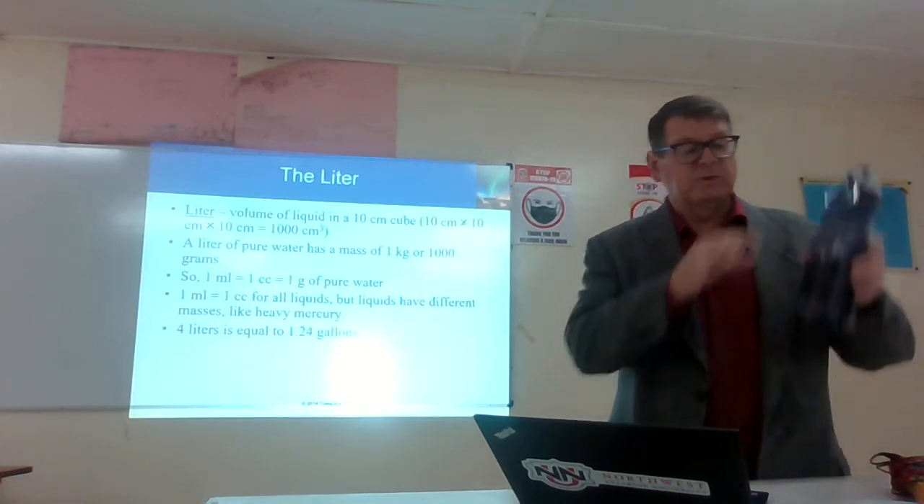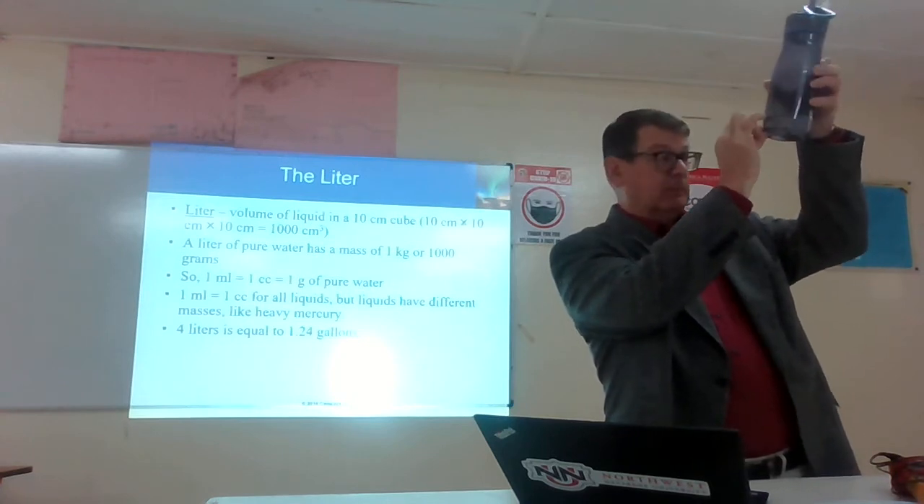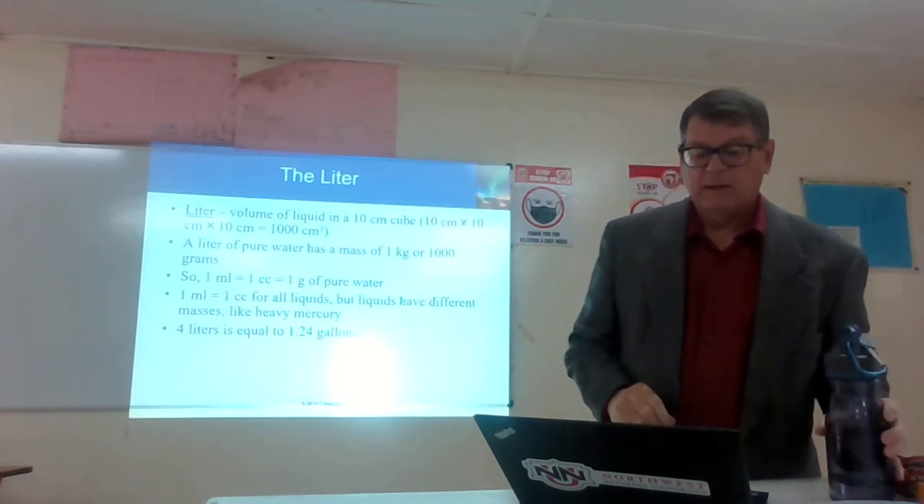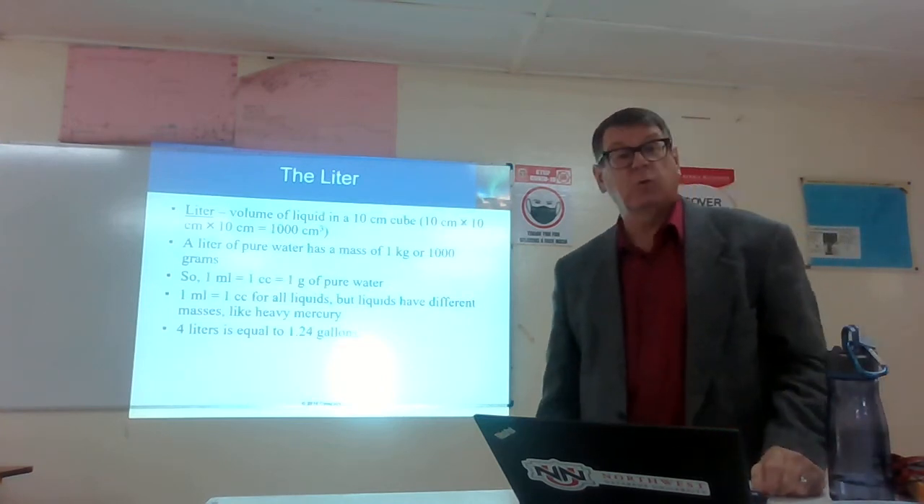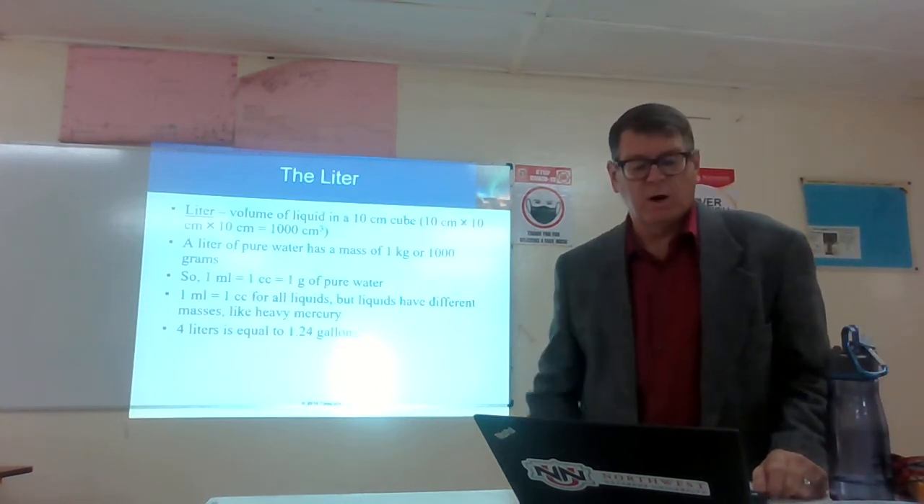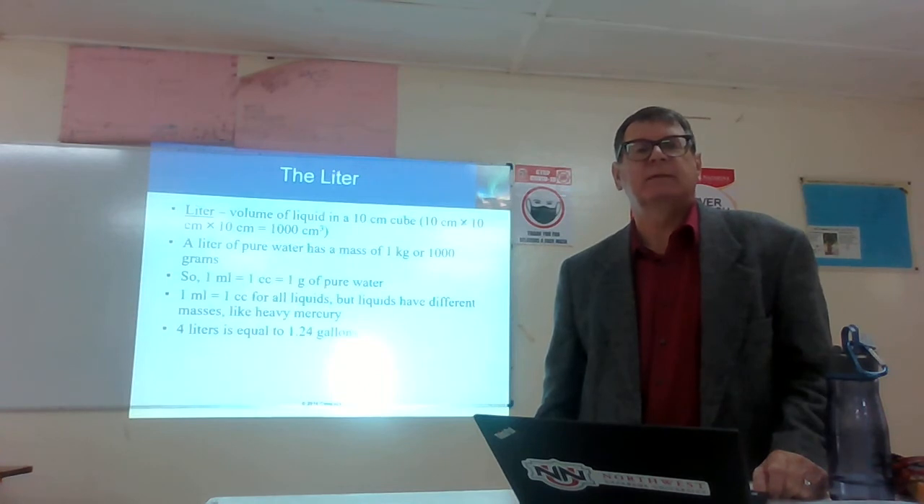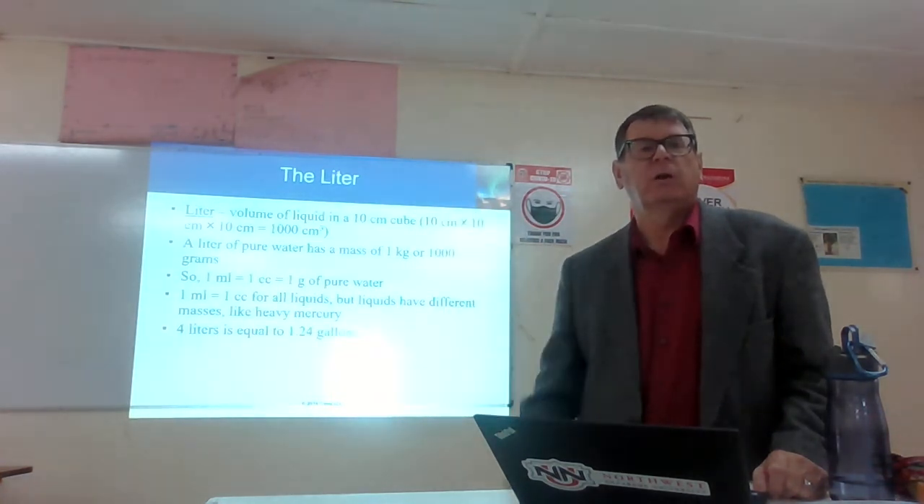So 1,000th of this, down here, 1,000th of this is a milliliter. And a milliliter is the same as a gram, 1 gram of water. And a milliliter is the same as 1 cc. Now, what is that 1 cc? How would I say that? What's the full word for a cc?